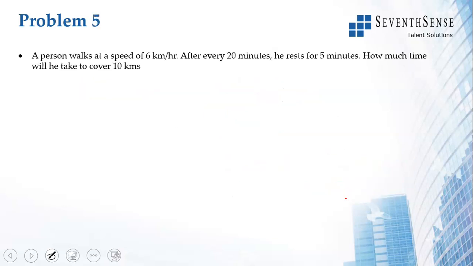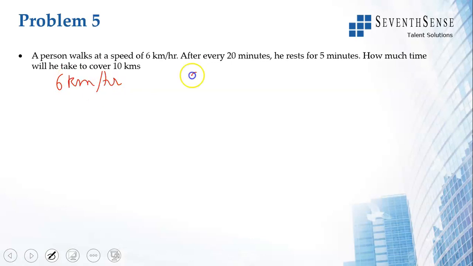A person, okay, this and the previous question, right? There's a slight difference. In the previous question, the distance covered in a specific time is given. Here, the time taken to cover this distance is given. But you will see where the difference lies. Here, the person is also resting, okay? So speed is 6 kilometers per hour.